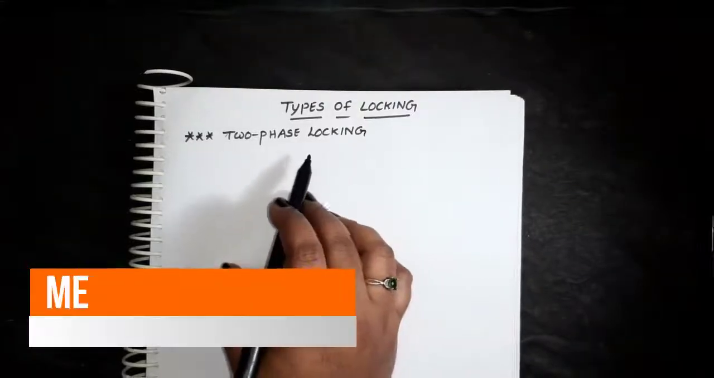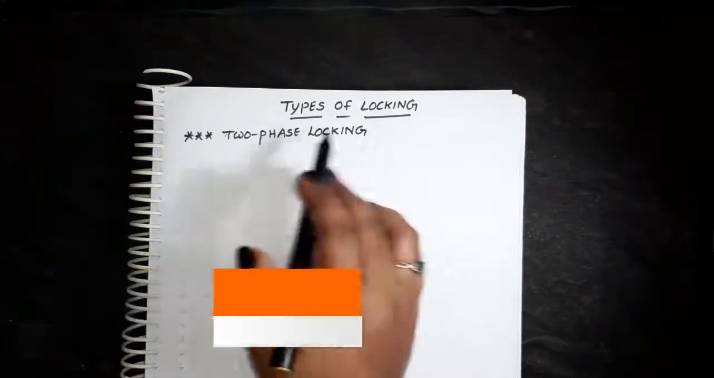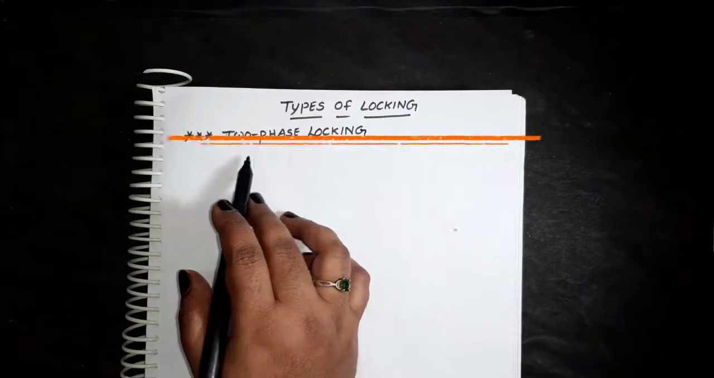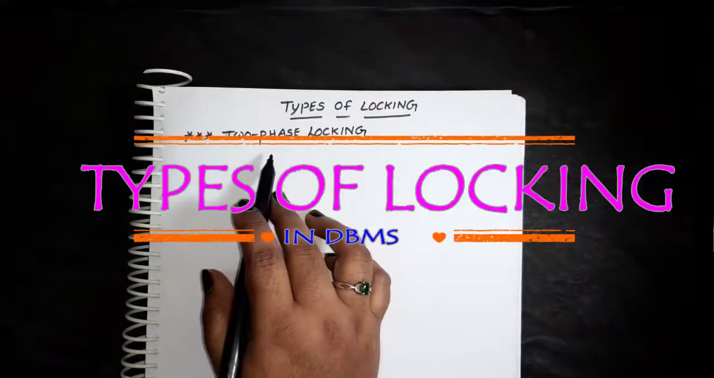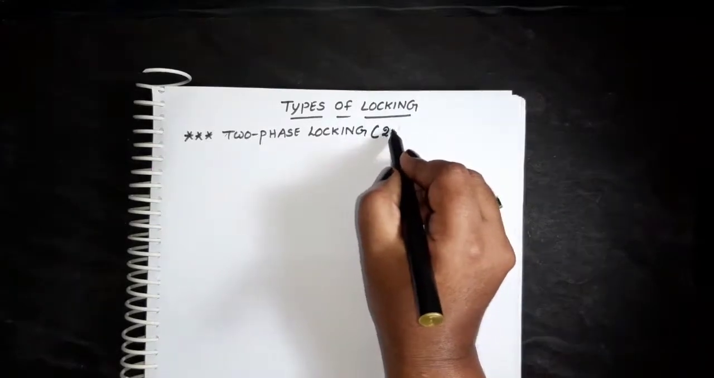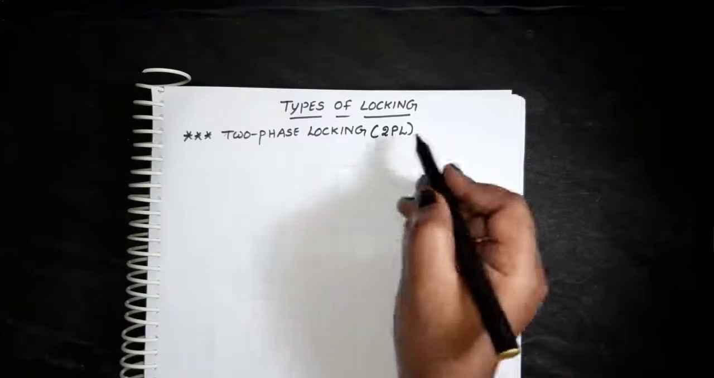Hello everyone. Today's topic is types of locking. Here in these types of locking, we are going to discuss the usage of two-phase locking, also called 2PL, which means two-phase locking.